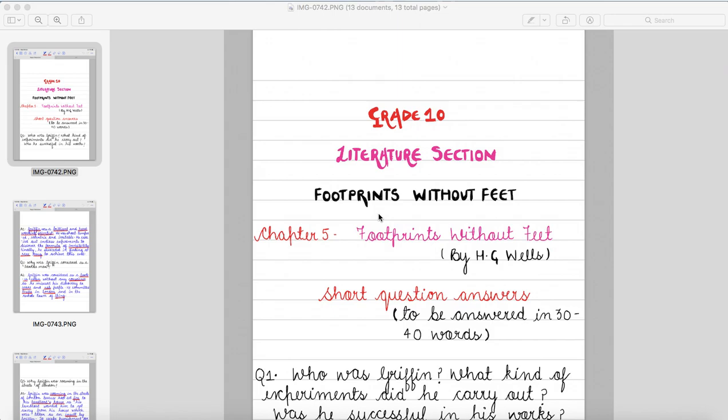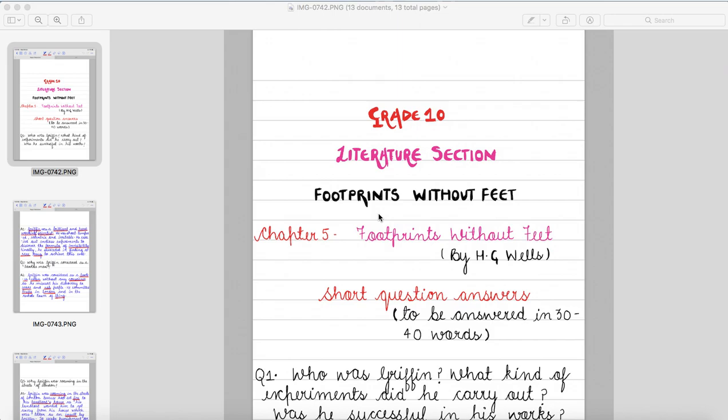Okay students, today I would like to discuss the question answers of chapter 5, Footprints Without Feet, which is written by H.G. Wells, from the Footprints Without Feet book. As you know, I already gave you a video of this chapter which holds the meanings of difficult words from the chapter, character traits and summary with a message. The link of that video is mentioned in the description box of this video. You can check that for better understanding.